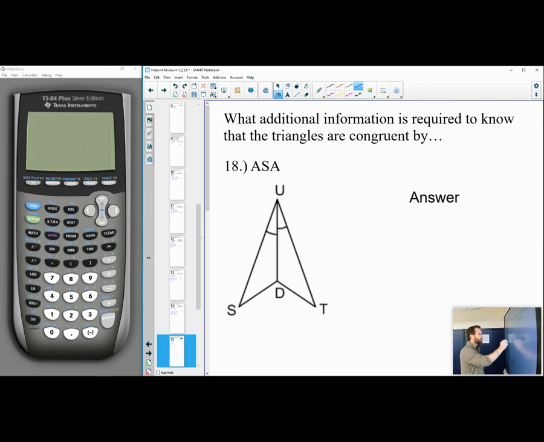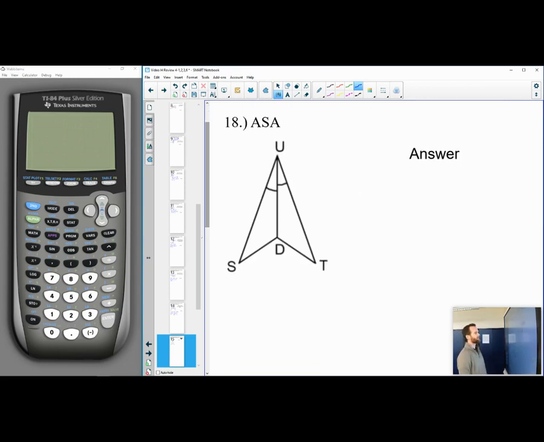Oh my gosh, still more additional information problems. I'm sick of these directions. Okay, looking for angle, side, angle. Let's take a look. They don't give us a lot here. I see a pair of angles, and that's it.